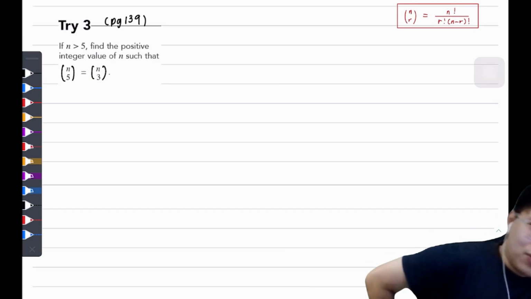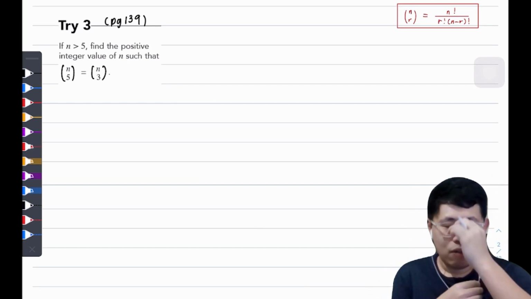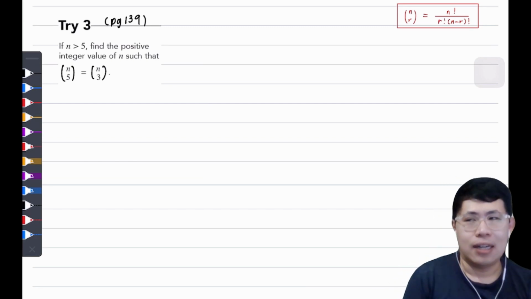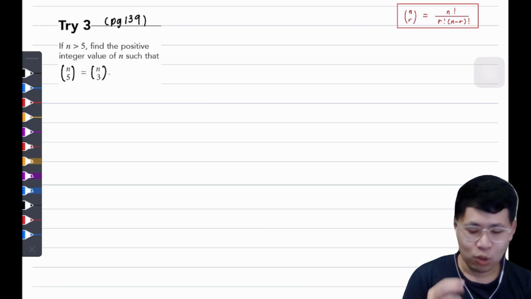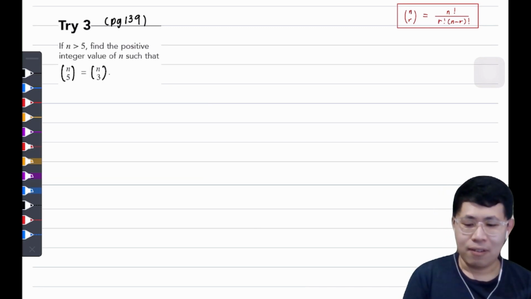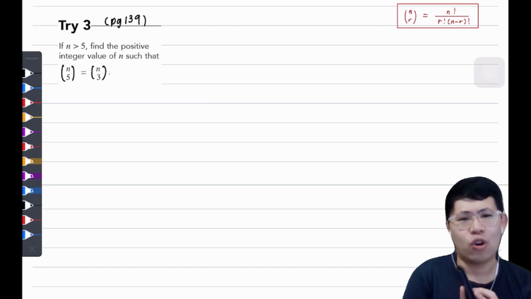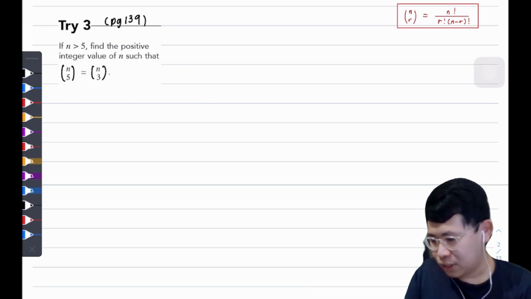Alright, so let's come to try 3, the formula is up there. For try 3, it's a different ball game because previously we had definite numbers, like 9 choose 5, 12 choose 6, that kind of thing. But in this case, we have an n, an unknown, and our calculator cannot compute unknowns. So no choice, we have to do brute force.